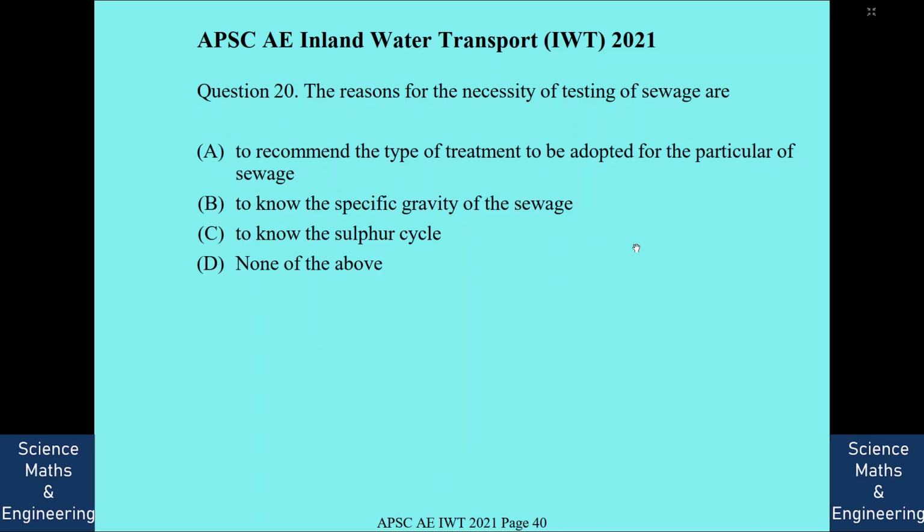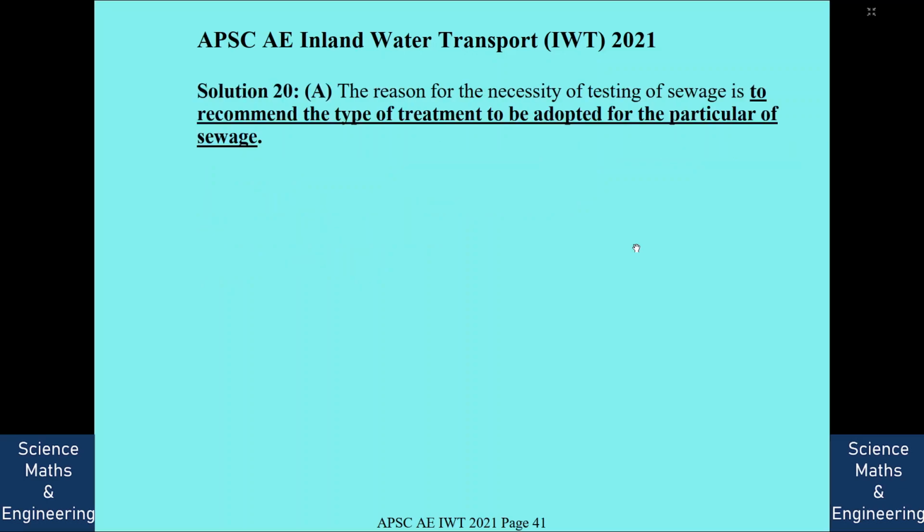The reasons for necessity of testing sewage are A, to recommend the type of treatment to be adopted for the particular type of sewage, B, to know the specific gravity of sewage, C, to know the sulfur cycle, or D, none of the above. So the answer is, the reason for testing of sewage is to recommend the type of treatment to be adopted for the particular type of sewage.